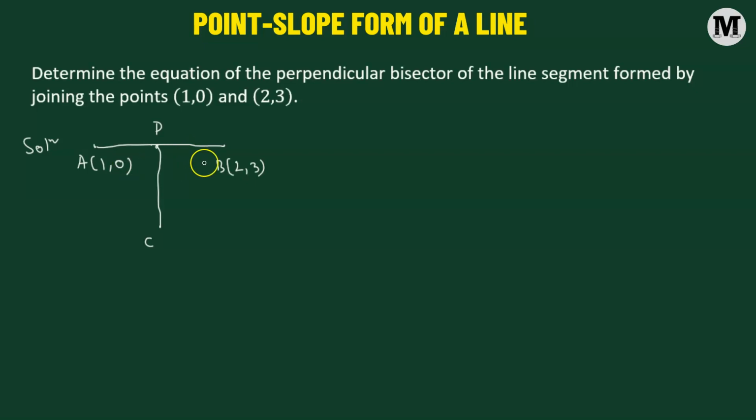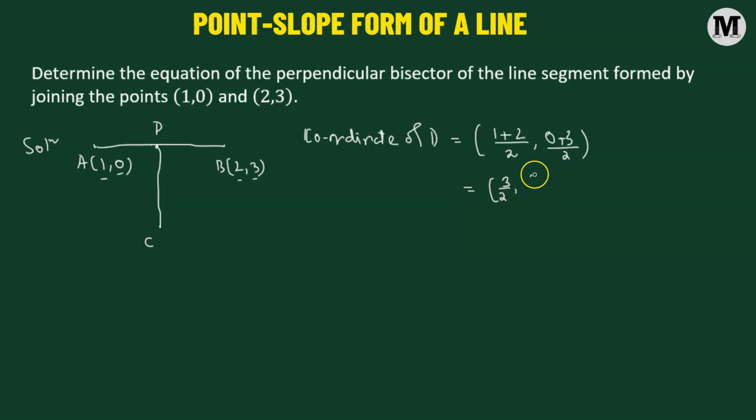Now since D is the midpoint of AB, we can clearly say that the coordinate of the midpoint D is going to be equal to, to find the x coordinate, we'll sum up the x coordinates of A and B. So that's 1 added to 2, divide the result by 2. To find the y coordinate, we're going to sum up 0 and 3, so that's 0 plus 3 divided by 2. That means the coordinate of point D is going to be 3 over 2, and the y coordinate is also going to be 3 over 2.